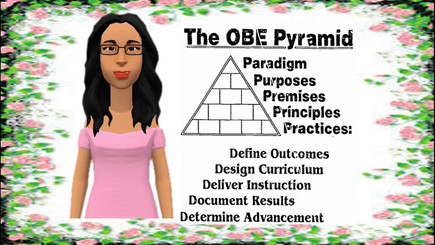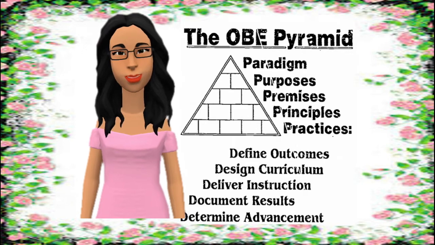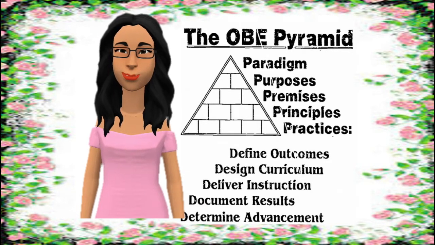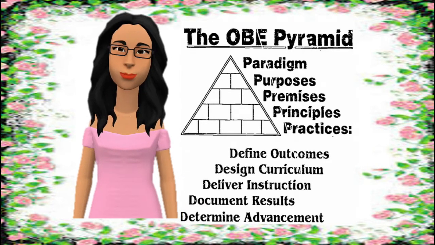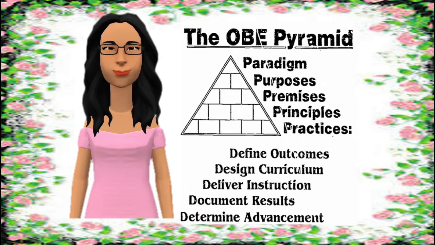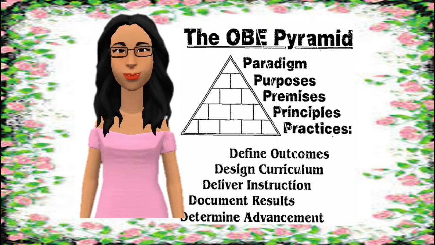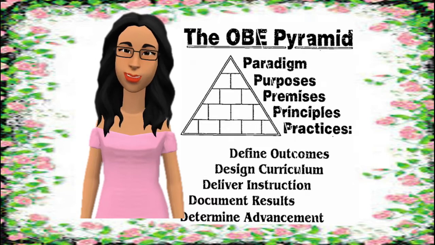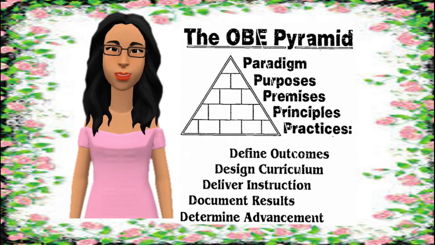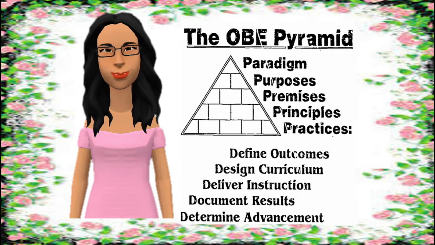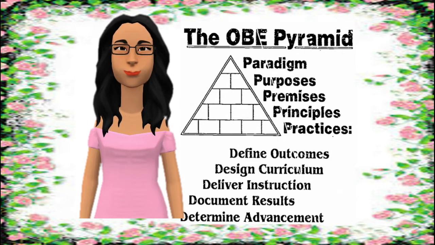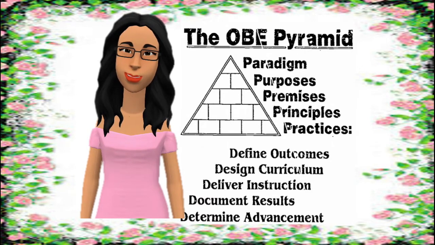What are the key elements of a sound outcomes-based approach? Sound outcomes-based models incorporate several elements that work together to change how schools or colleges operate and facilitate learning success for students. These key elements are represented graphically in what is called the OBE pyramid.